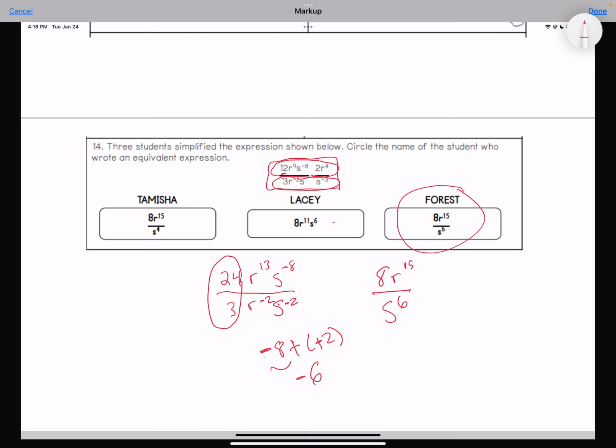So that is the quotient rule, negative exponents, and the one thing you need to remember is anything raised to the 0 power is 1. Okay?